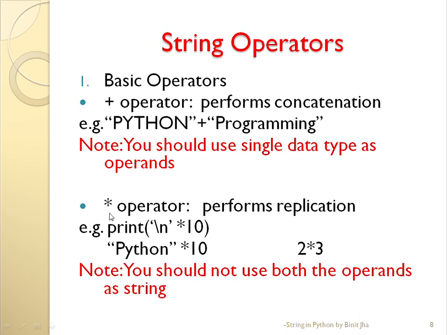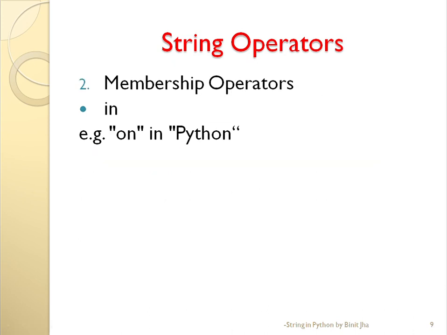Next one is the replicator operator. In the case of the replicator operator, the hint is that you should not use both operands as strings. Here we can either have an integer as both the operands, or one as an integer and the other one as a string. What it will do is replicate the quotation-enclosed given string.